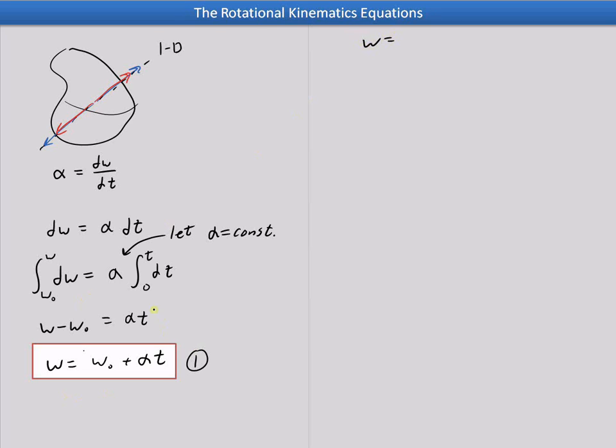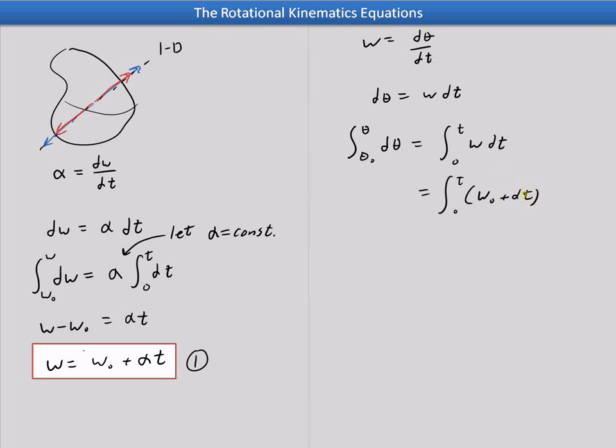We haven't said anything about theta, about our angular position. Well, let's do that right now. Omega is equal to d theta dt. Therefore, d theta is equal to omega dt. And we can integrate that. We'll go from theta naught to theta, integrating d theta. And that's equal to the integral from 0 to t of omega dt. And we know what the form of omega is. The form of omega is over here. That's equation 1. So that's omega naught plus alpha t.